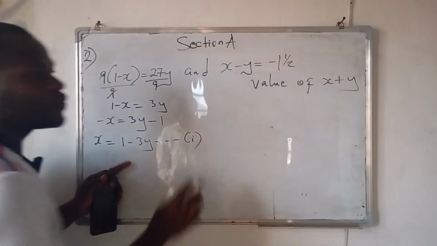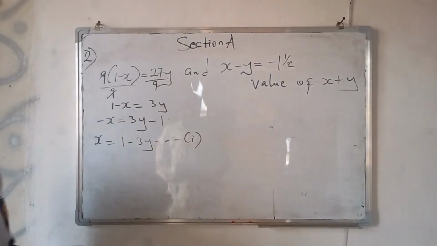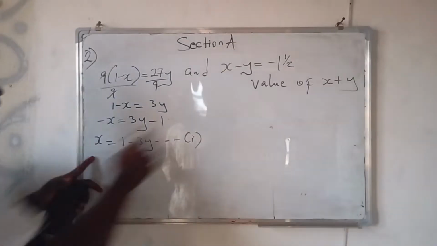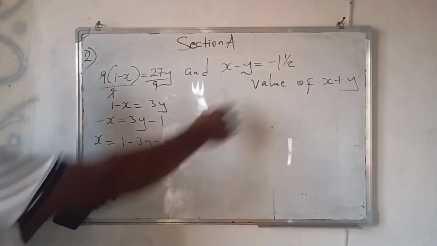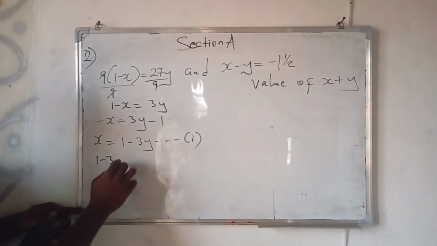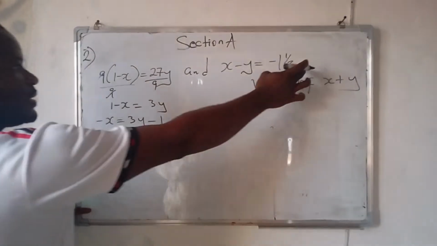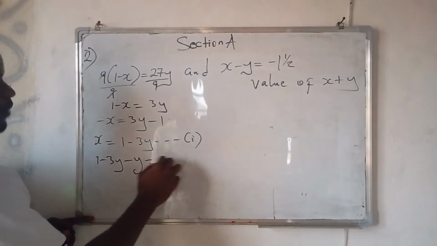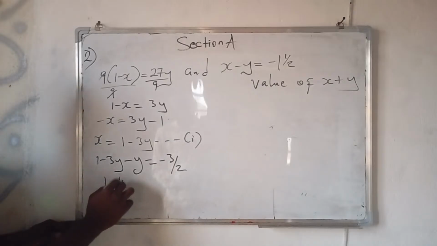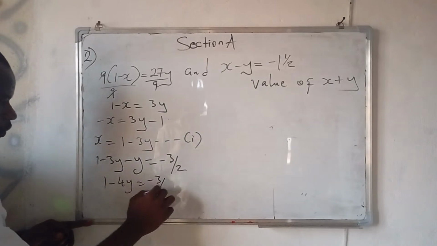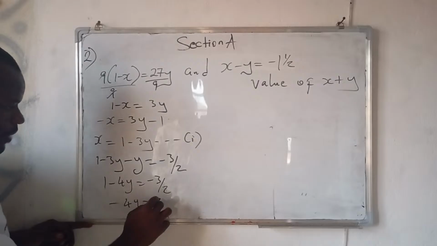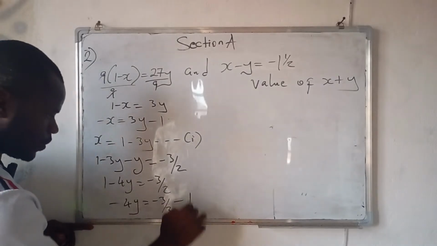We have two methods of solving simultaneous equations: the elimination method and the substitution method, but we're going to use the substitution method. So this is our value of x. We'll now substitute it into the other equation. So here we're going to have 1 minus 3y, minus y, equal to minus 3 over 2, changing this to an improper fraction. Now, of course, we have 1 minus 4y is equal to minus 3 over 2. The 1 crosses to the other side, and we have minus 4y is equal to minus 3 over 2 minus 1.